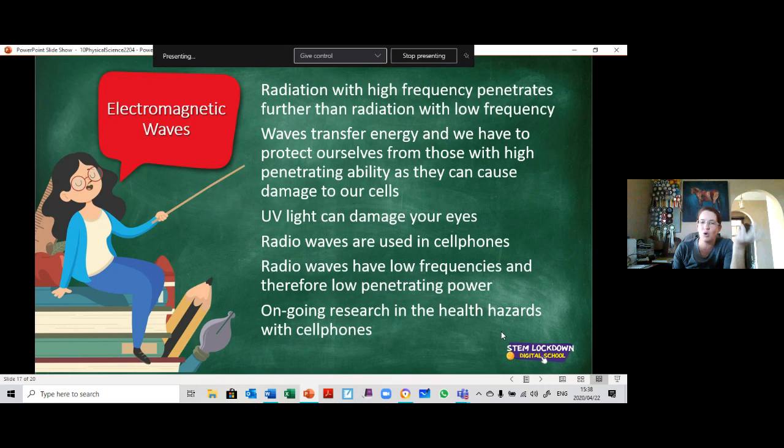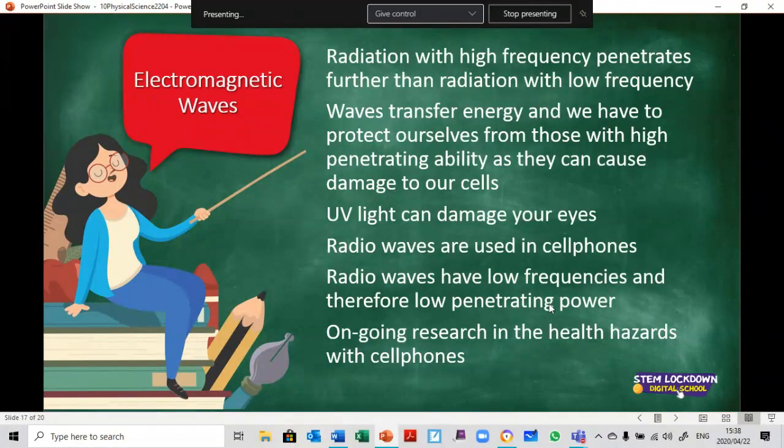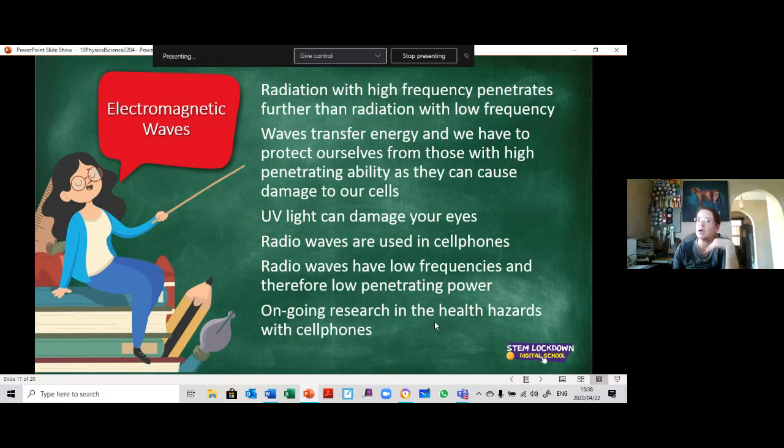Like if you are an X-ray technician, you have to protect yourself against the X-rays, okay? Because those X-rays have energy. But radio waves have low frequencies, so the energy they carry is less, so the chances of them doing serious damage is also less. Okay.